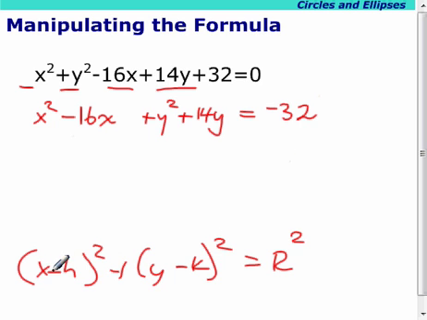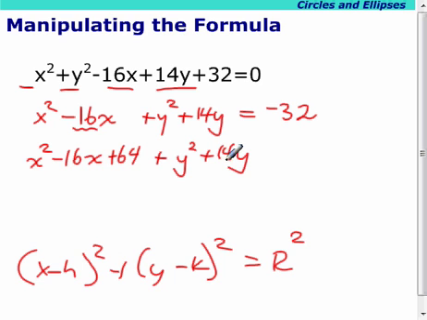Okay, not too bad. I've got x's, y's, and a number over here. Okay, things are shaping up. Now I need to complete the square. We've seen that before, and to do that you take the coefficient of x, divide it by 2 and square it. So this would be x squared minus 16x. 16 divided by 2 is 8, squared, 64. Plus, we'll do the same thing with the y's. 14 divided by 2 is 7, squared, 49.